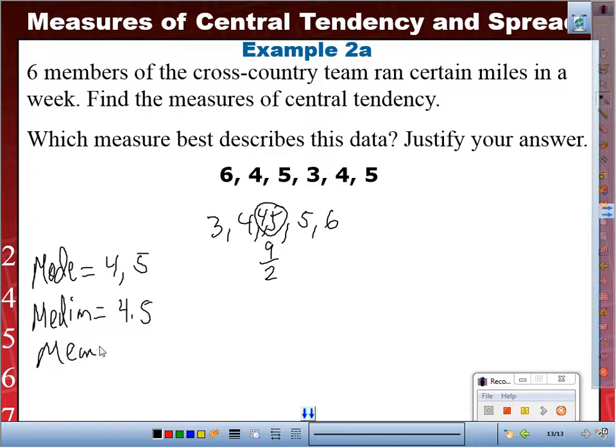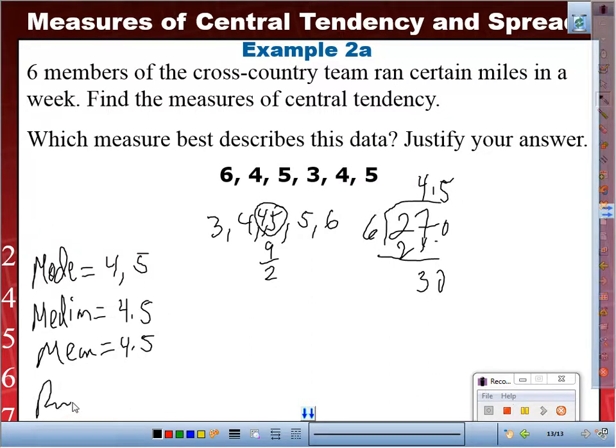The mean would be adding all these and dividing by 6. So 9 and 9, 18, 24, 27. 27 divided by 6, that's 4, 24, 3, add a 0, 4.5, and the range is 6 minus 3, that is 3.